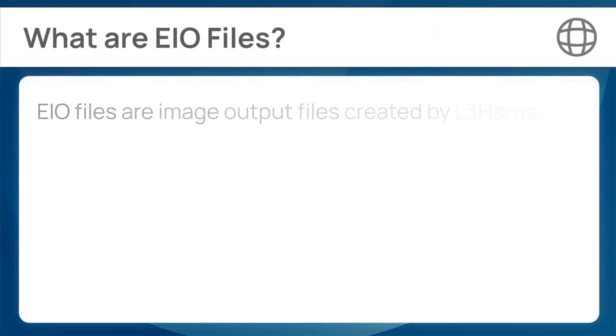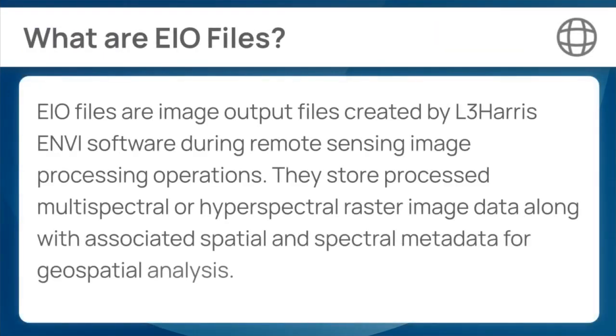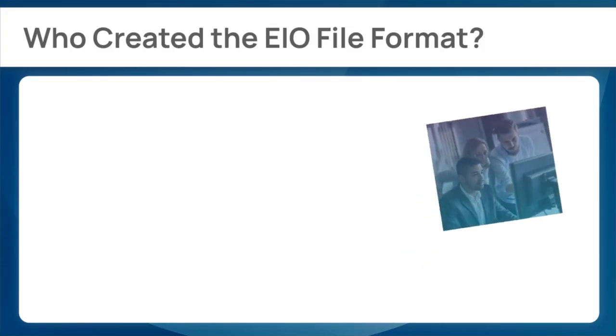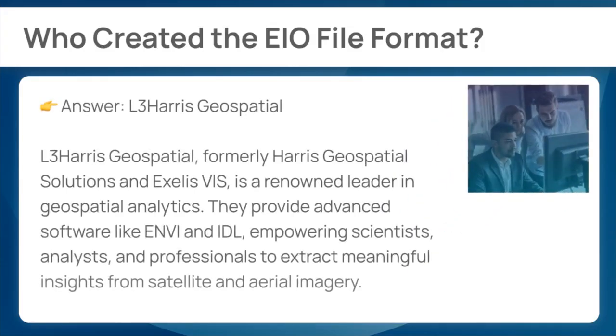EIO files are image output files created by L3Harris ENVI software during remote sensing image processing operations. They store processed multispectral or hyperspectral raster image data, along with associated spatial and spectral metadata for geospatial analysis.